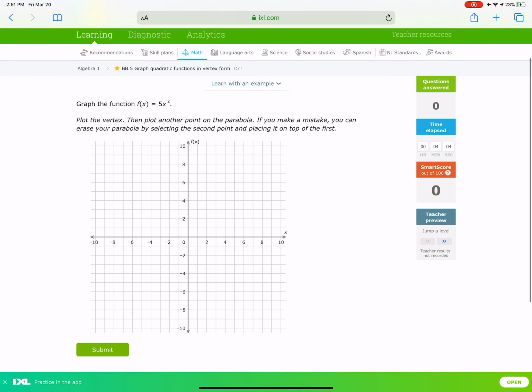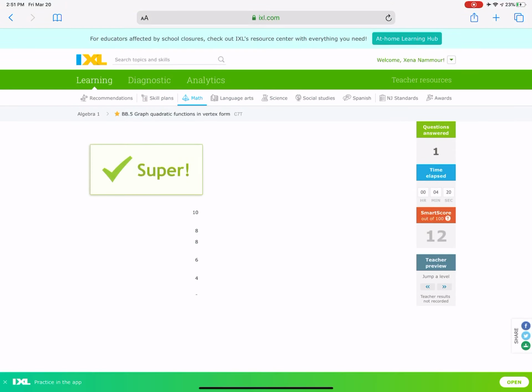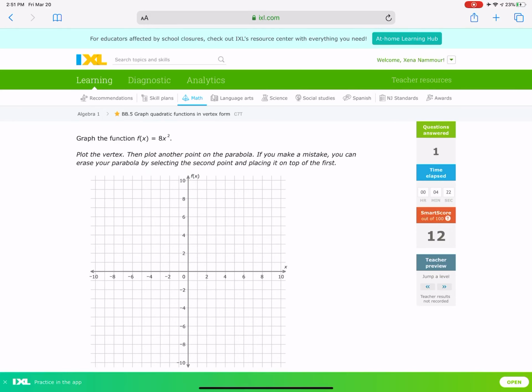So I'm going to go on IXL. I'm going to plot 0, 0, okay? And then I'm going to plot 1 up 5, okay? And it gets us our nice little parabola, okay? So we got that one right, okay? I'm going to skip a level.